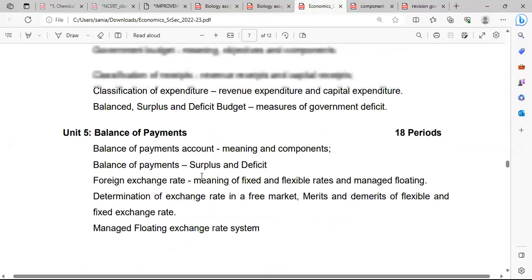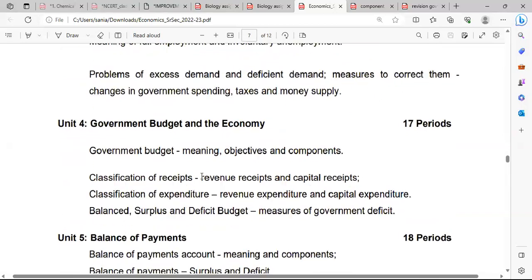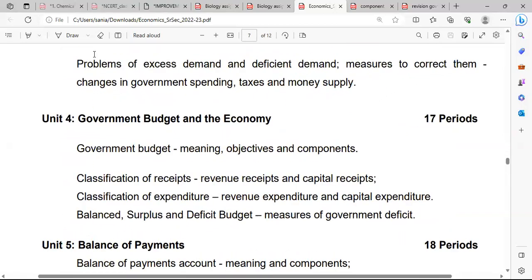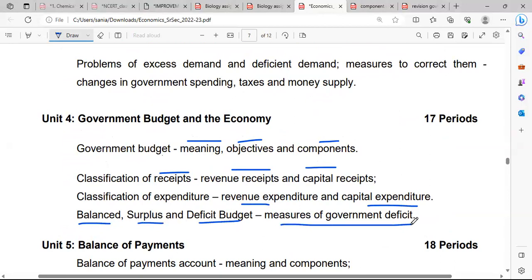Okay, so now students, we are going to start with the next chapter, which is government budget. Very important and very easy chapter. Over here, you have to learn so many things, so be ready. This is the syllabus first of all. In government budget, you will learn meaning, objective and components. Then classification of receipts, that is revenue receipt and capital receipt. Then classification of expenditure, revenue expenditure and capital expenditure. Then you will learn about balanced budget, surplus budget and deficit budget, and how government measures this, like the numerical portion will come here. Clear? Quickly write down the syllabus, then we'll start with the government budget.